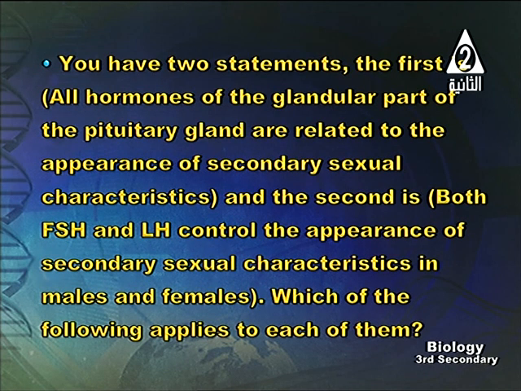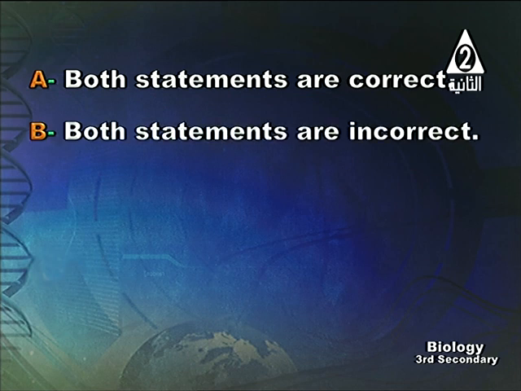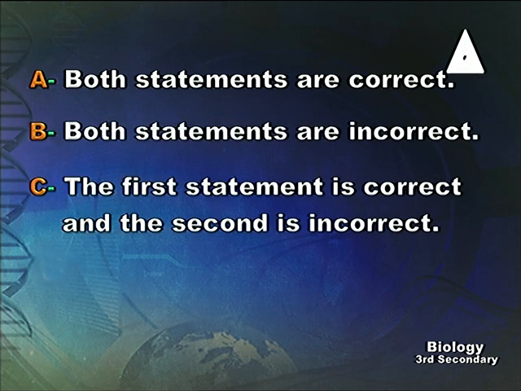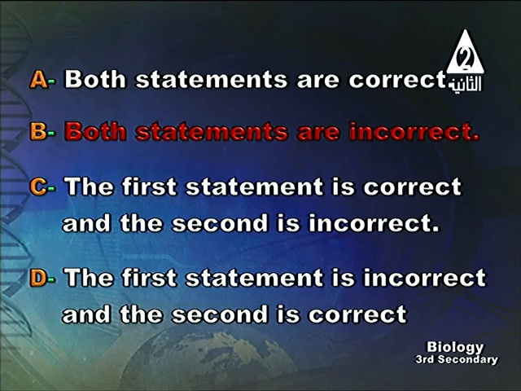You have two statements. Let's read them carefully. The first is, all hormones of the glandular part of the pituitary gland are related to the appearance of secondary sexual characteristics. And the second is, both FSH and LH control the appearance of secondary sexual characteristics in males and females. Which of the following applies to them? Both statements are correct. Both statements are incorrect. The first statement is correct and the second is incorrect. The first statement is incorrect and the second is correct. Of course, both statements are incorrect.